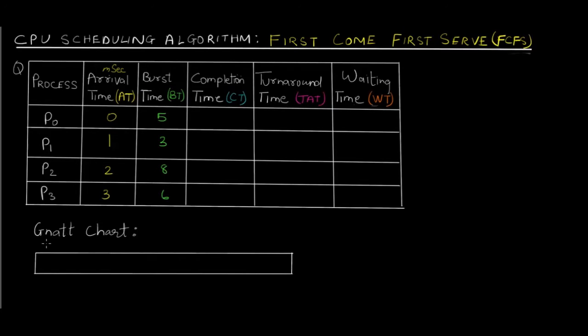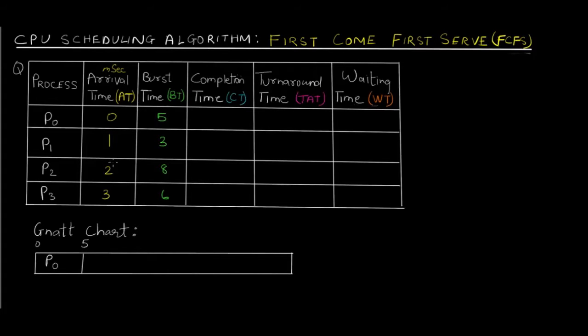And the Gantt chart is sort of like a timeline for when the process came into the queue and when the process completed itself. So since this is a first come first serve algorithm, the CPU is assigned to the process that comes first. So P0 came in at time 0, so it came first, right? So we just have to write down P0 over here, and we know that it requires 5 milliseconds to complete. So if the timeline started at 0, we add plus 5 to that, and this is how P0 is going to look on the Gantt chart.